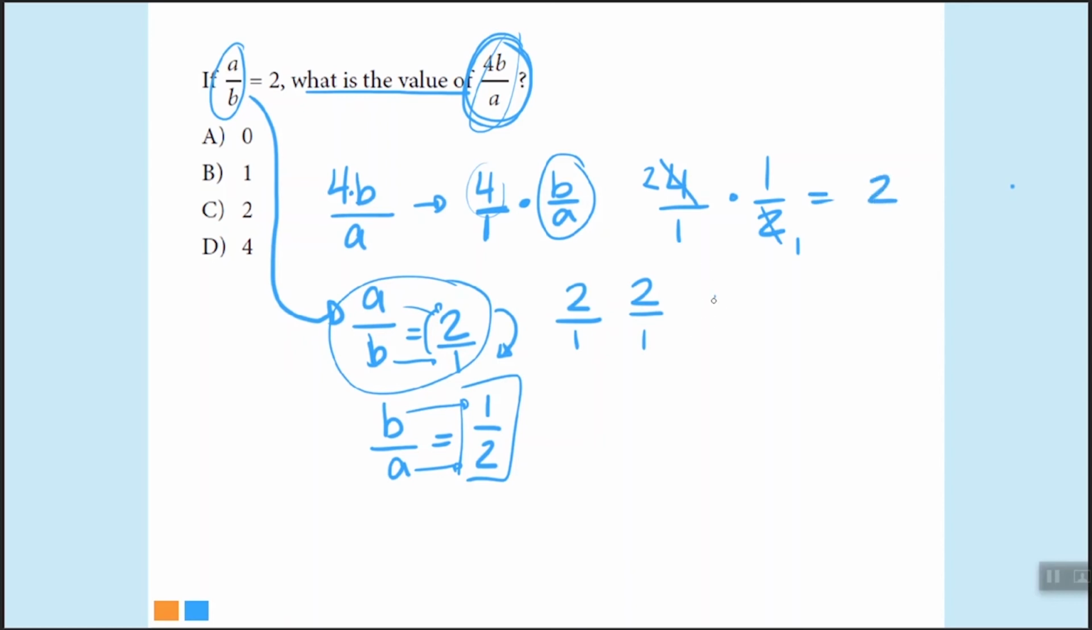Or we could have just multiplied across. So if we do that, we end up with 4 times 1, which is 4, over 1 times 2, which is 2. From there, 4 divided by 2 equals 2. So the answer is C!